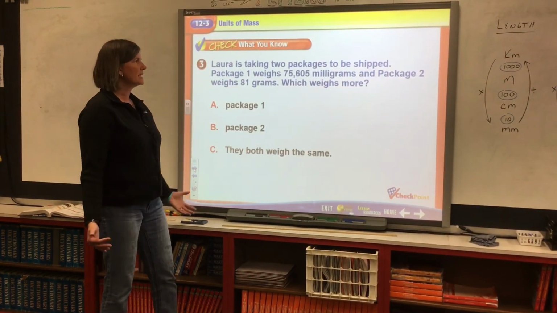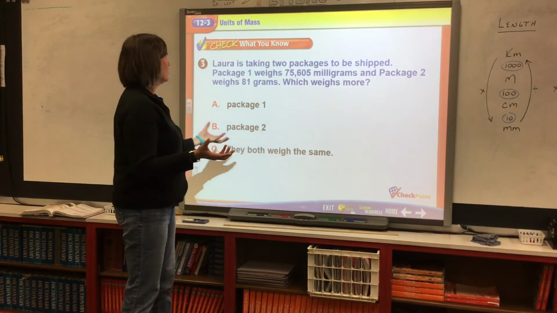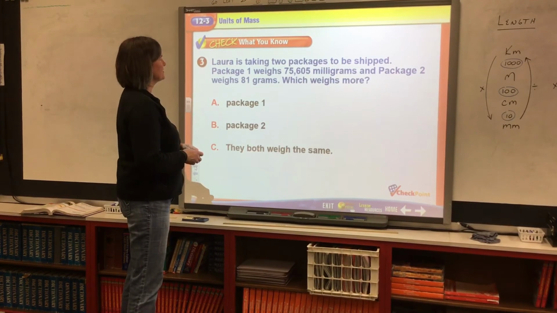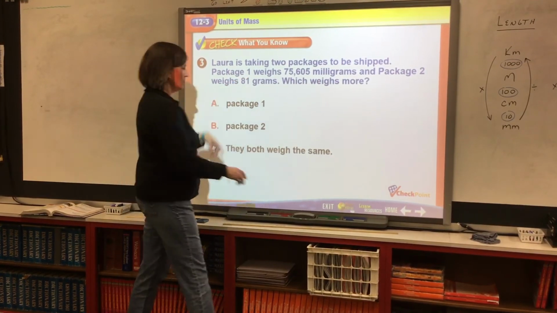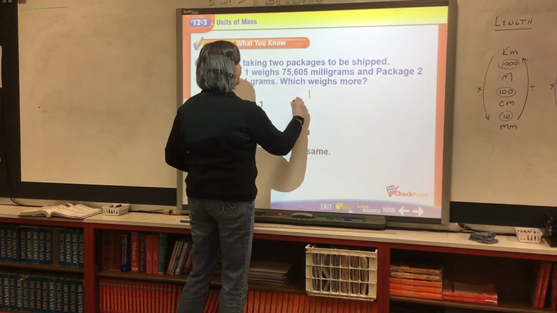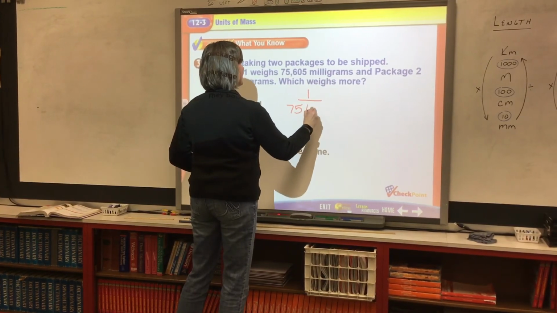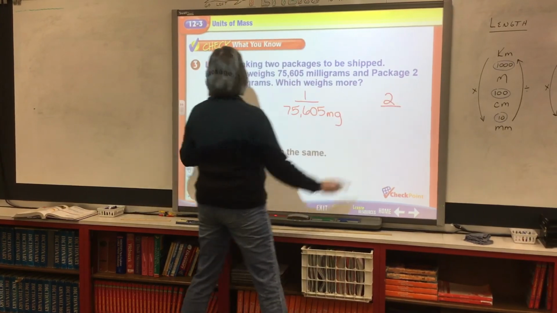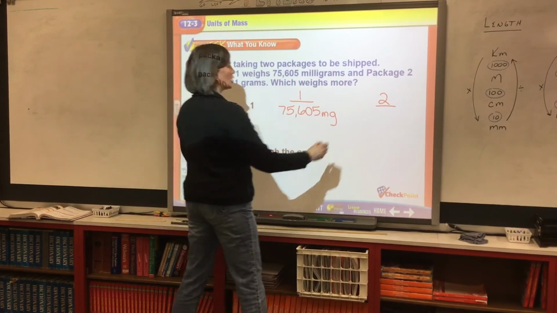All right, so this is the same type of problem where we're going to compare. We have 2 different units of measurement here. Laura's taking 2 different packages to be shipped. Package 1 weighs 75,605 milligrams, and package 2, over here, it says it weighs 81 grams.